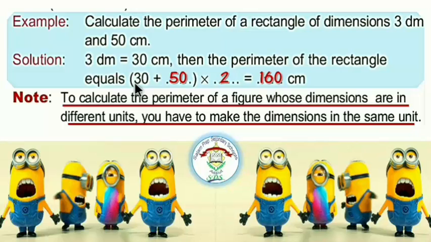It's okay, it's correct, because in plus we can exchange the position of two numbers. 30 plus 50 is the same as 50 plus 30. In this equation, we will say width plus length all times 2. 30 plus 50 all times 2. 30 plus 50 equal 80, times 2 equal 160 centimeter.